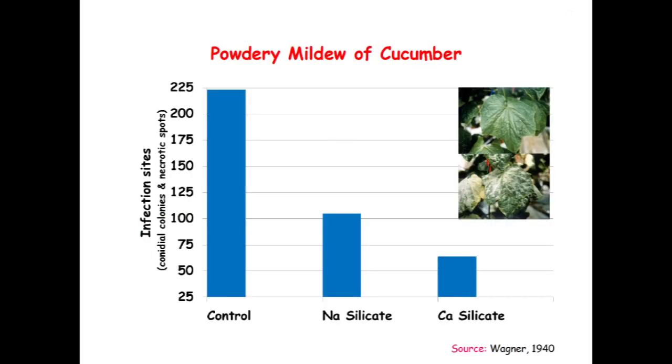I come along in the 1940s, Wagner. I'm not sure if he was reading the Japanese scientist's papers, but he started to look at this, and he was able to show that using sodium silicate and calcium silicate, he was able to reduce the number of conidial colonies and necrotic spots caused by powdery mildew. And so that was probably the first evidence in a dicot.